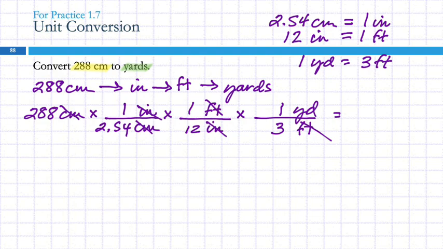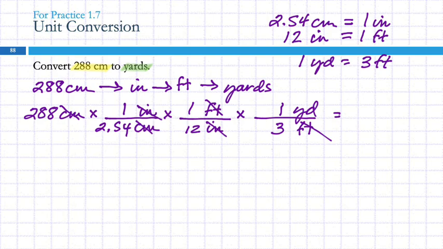So I'm going to do the ones. 288 times 1 divided by 2.54. I'm not going to press equals or anything. Times 1 divided by 12 times 1 divided by 3. And now I'm going to press equals.